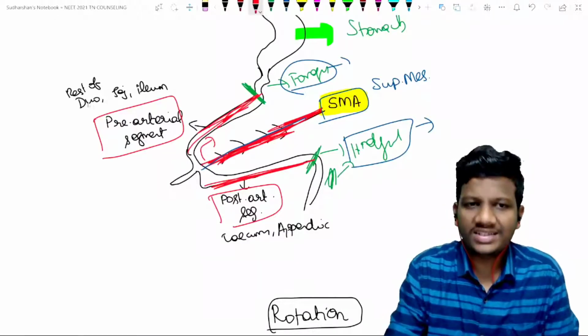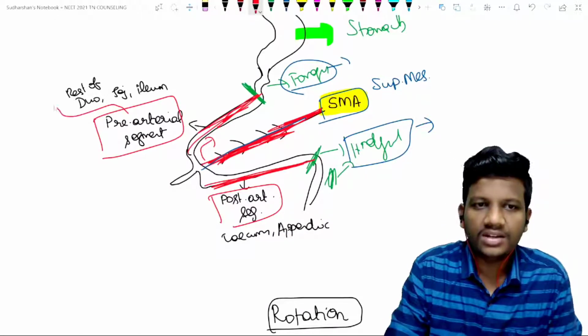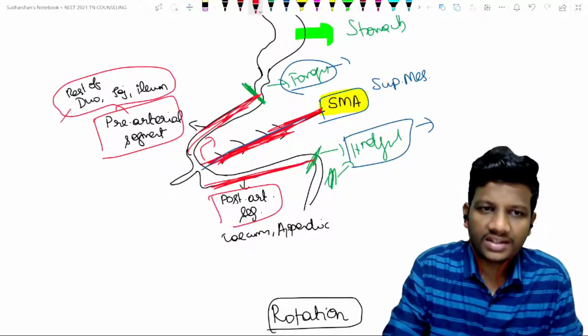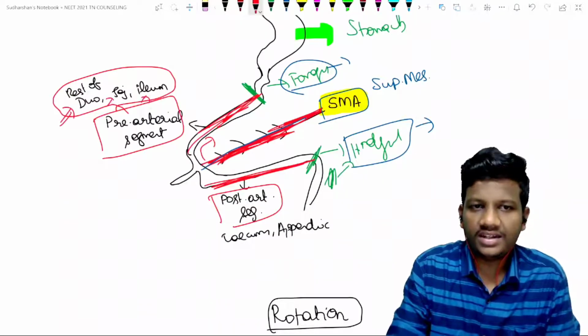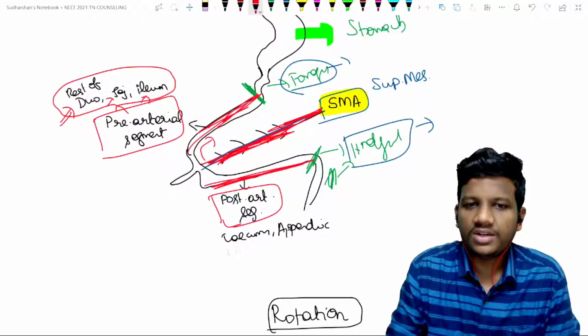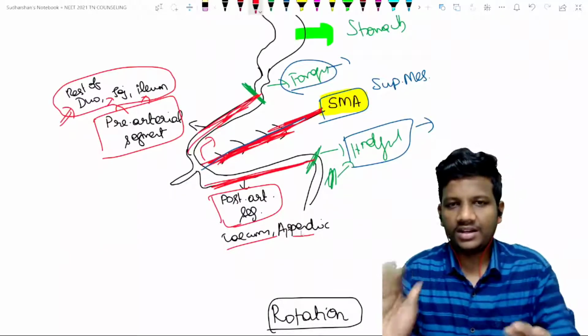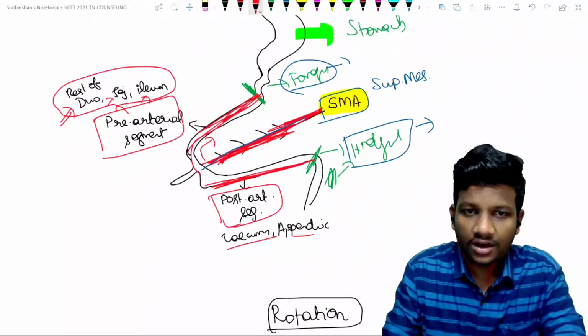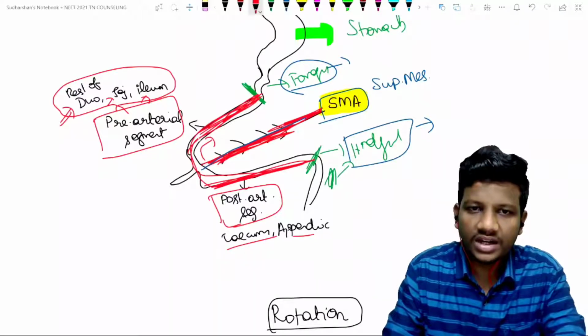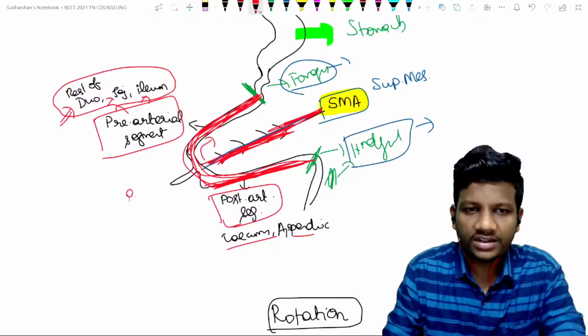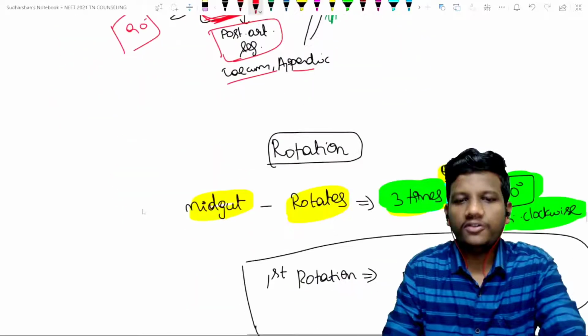Okay, so let's discuss the components of the pre-arterial segment. This in future gives rise to the rest of the duodenum, jejunum and ileum, and the post-arterial segment gives rise to the cecum and appendix. Okay, clear? So now we are going to discuss how the pre-arterial and the post-arterial segment are going to rotate 90° each time. Okay, first we see.